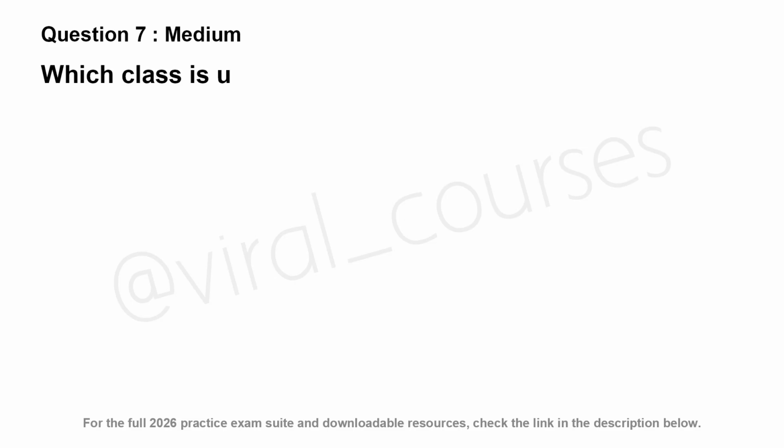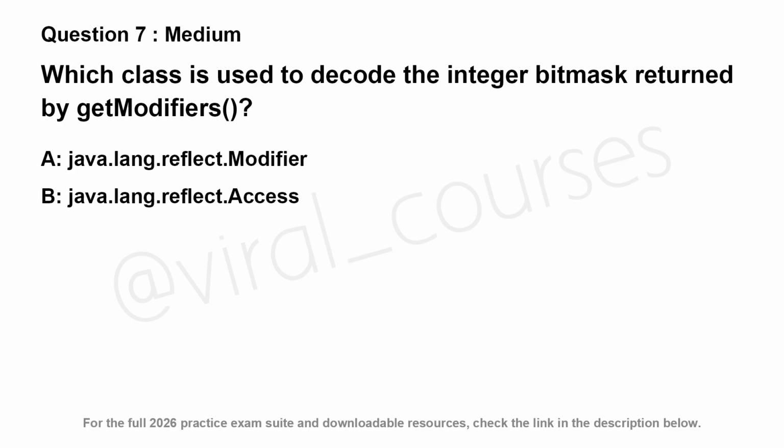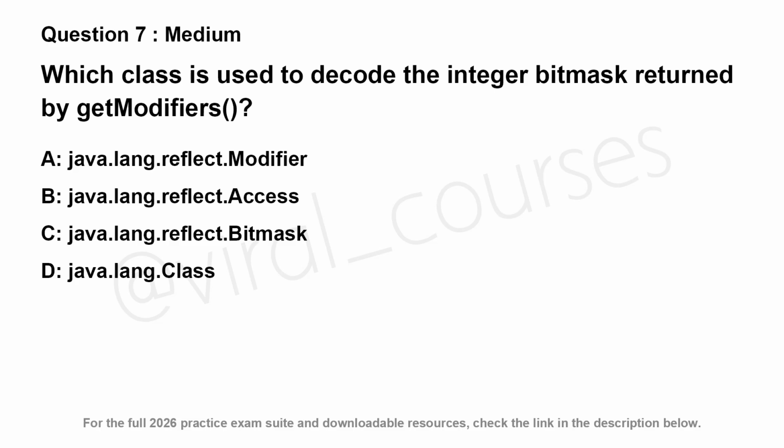Which class is used to decode the integer bit mask returned by getModifiers? Option A. java.lang.reflect.Modifier. Option B. java.lang.reflect.Access. Option C. java.lang.reflect.Bitmask. Option D. java.lang.Class.